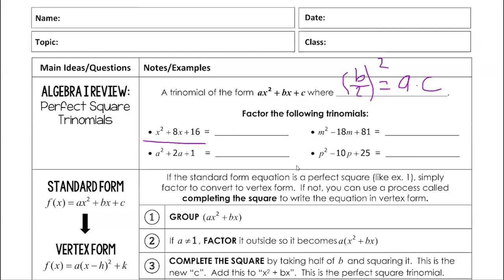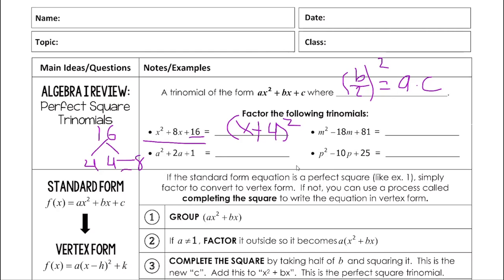If you remember how to factor, depending on your teacher, you try to think of a number that multiplies to the 16, your C, and adds up to your B. If it's a perfect square trinomial, what's the number that multiplies to 16 and adds up to 8? Well, it would be 4 and 4. So we could write this as x plus 4, x plus 4, but the easier way is to write x plus 4 squared, because that really means x plus 4 times x plus 4.